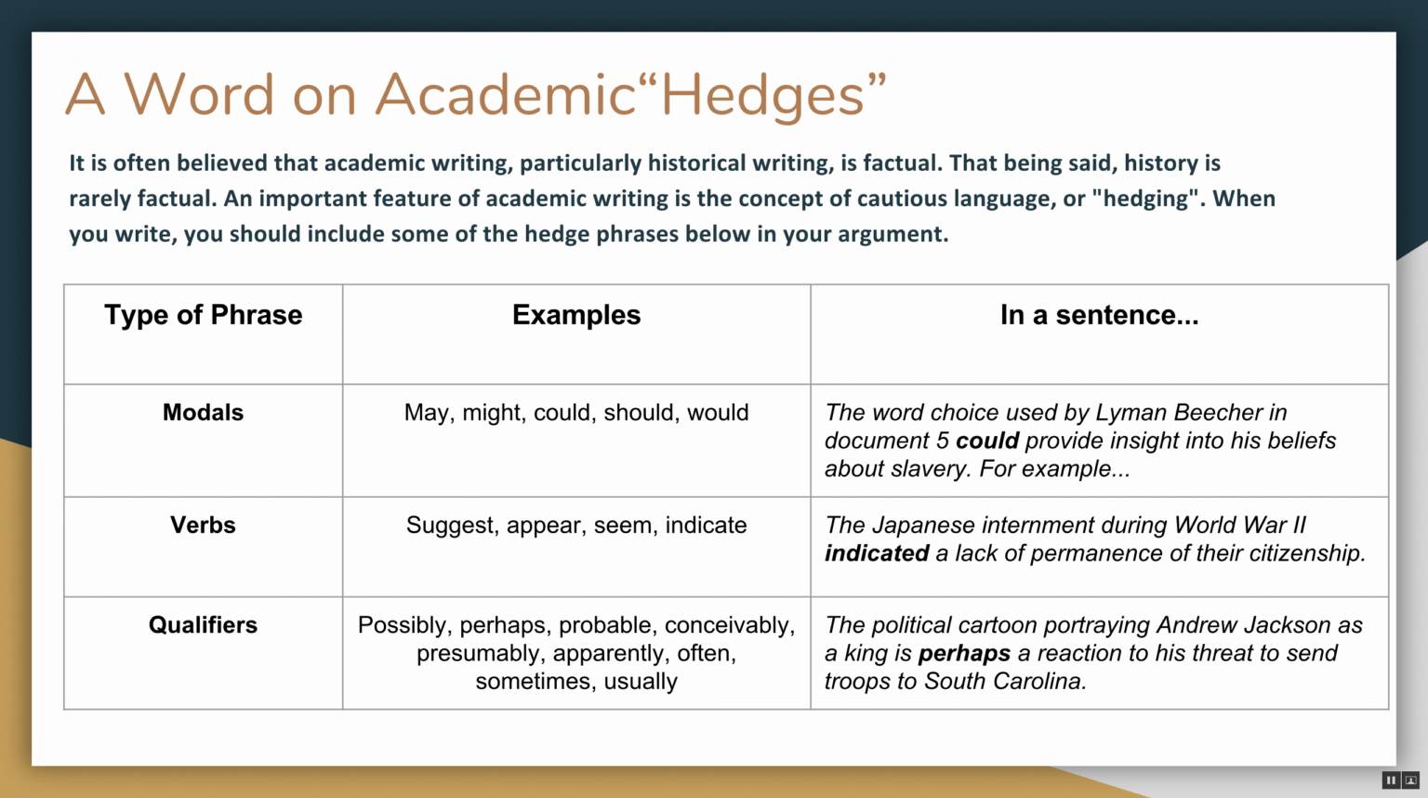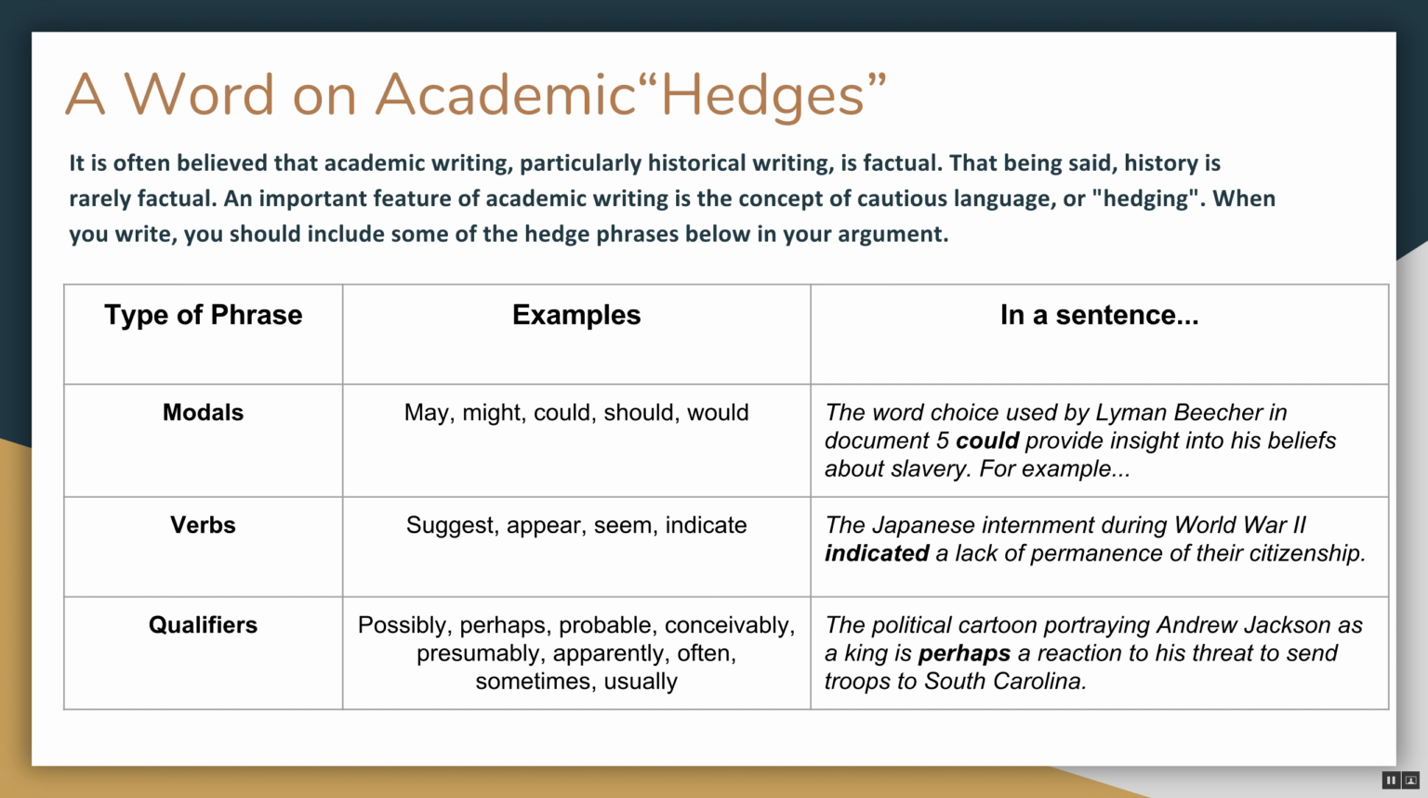So, some modals like may, might, could, should, or would. For example, the word choice used by Lyman Beecher in document 5 could provide insight into his beliefs about slavery. For example, okay, I think this is really helpful to do, right? We're not saying it does provide insight because we're not totally 100% certain. That's okay in academic writing. You have to worry about when people say this is the way it is. That's when people start saying, wait, do you really know that?